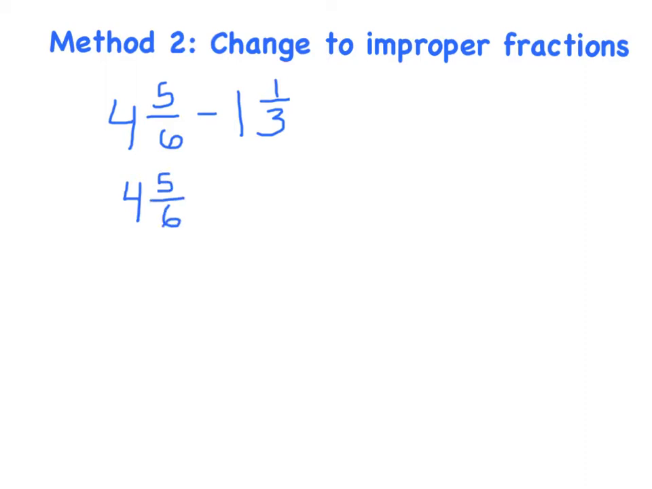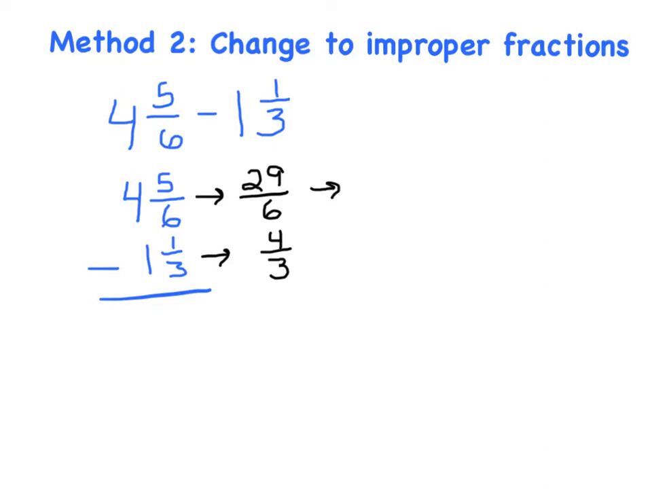So 4 and 5/6 minus 1 and 1/3. If I change these to improper fractions, 4 and 5/6 becomes 29/6. 1 and 1/3 will become 4/3. Then I need a common denominator, which in this case would once again be 6. So 29/6 remains 29/6. 4/3 becomes 8/6.